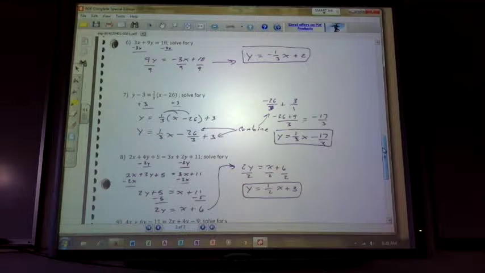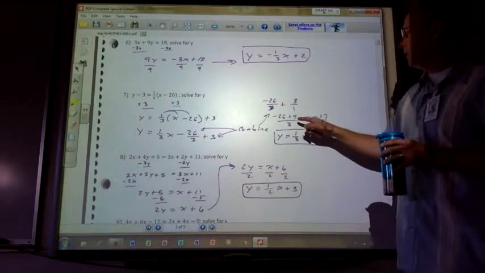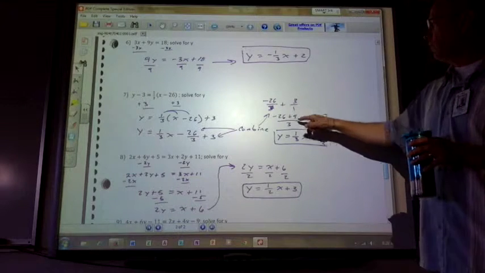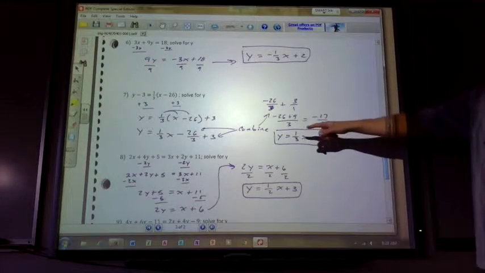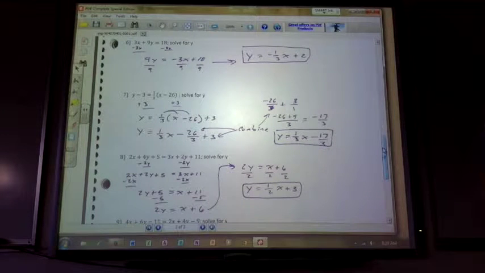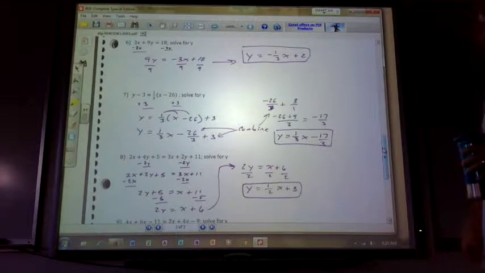And then you need to just distribute 1/3 over the parentheses. So 1/3 times x is 1/3 x. And then 1/3 times negative 26 is negative 26/3. And then I showed you that you can combine this up here. So you get negative 26 plus 9 over 3. That's negative 17/3. And so your answer becomes y equals 1/3 x minus 17/3. Okay, remember this is called the butterfly method when you do it this way.